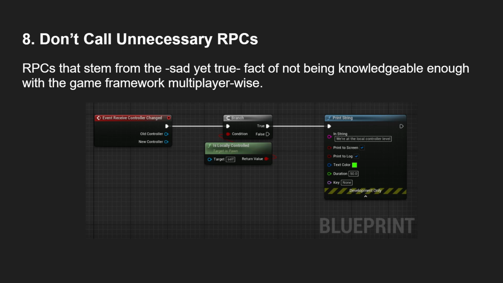Is Locally Controlled is a function that only runs on pawns, and it means that this is the pawn that is locally controlled by this instance, so you are able to control it. So this means that we are at the local controller level.